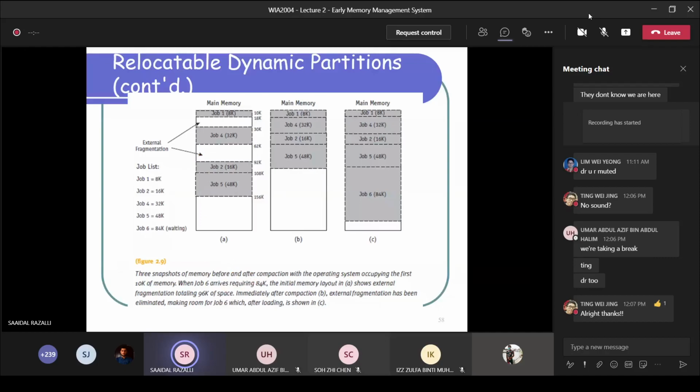This is a snapshot of memory before and after compaction, with the operating system occupying 10K of memory. You have job 1, 8K, and job 4. How many partitions do they have? There's 1, 2, 3, 4, 5. This is the external fragmentation. This is partition 1, partition 2, partition 3, partition 4, and this is partition 5.